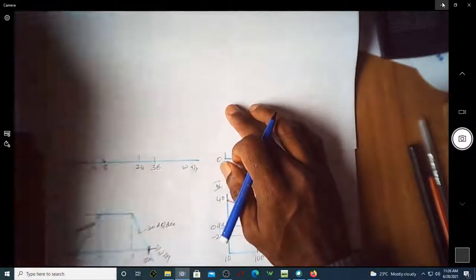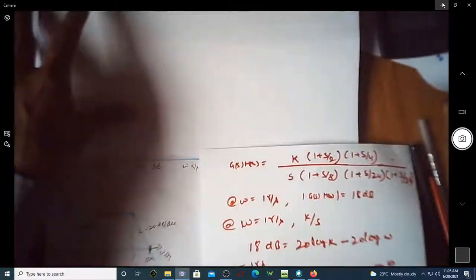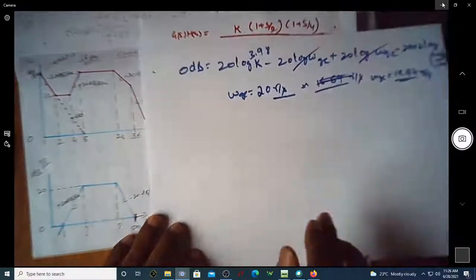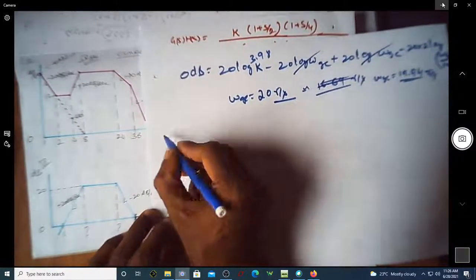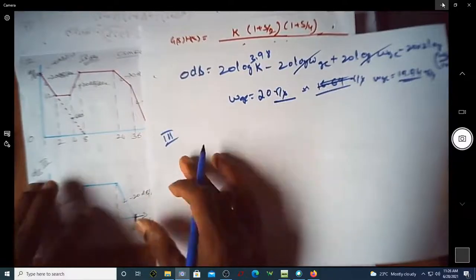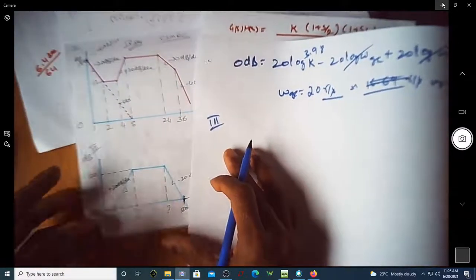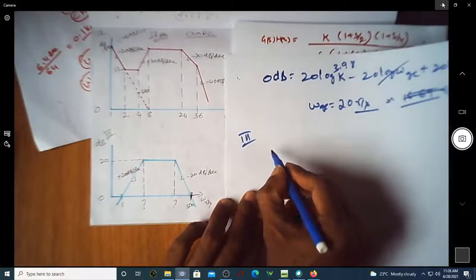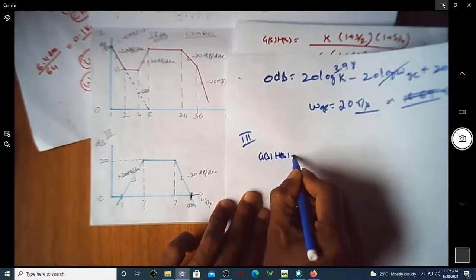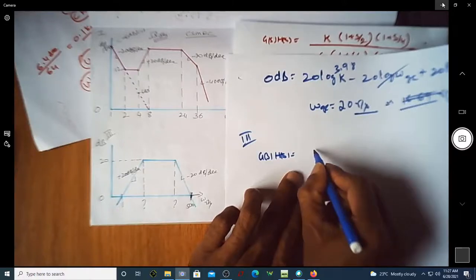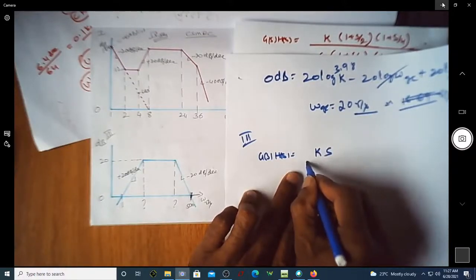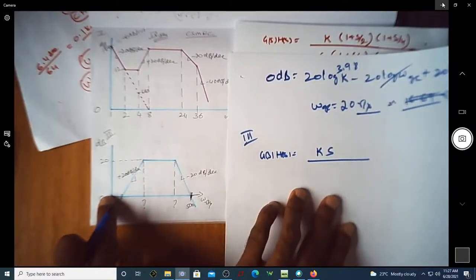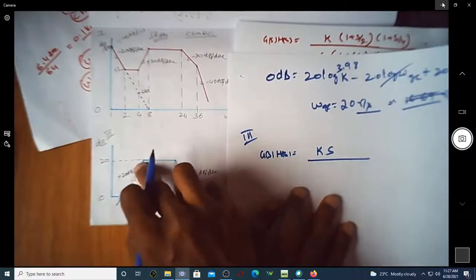Okay, let us try to find out this. Over here, for the third problem, I have the initial slope as plus 20 dB per decade, so then G(s) into H(s). The plus 20 is due to a pole at the origin, it is K into s. We don't know what this frequency is, but this hint is given. You can see this is 0 dB and this is 20 dB, and the slope is 20 dB per decade.